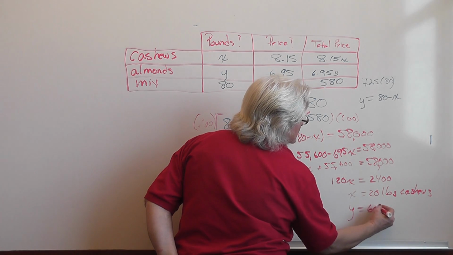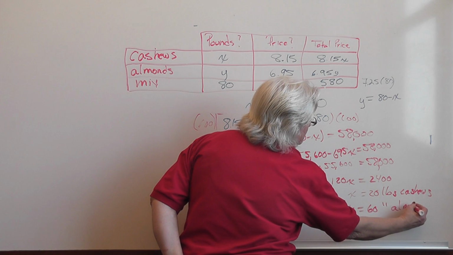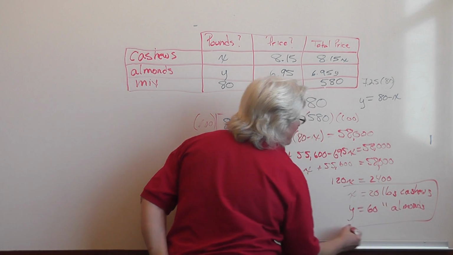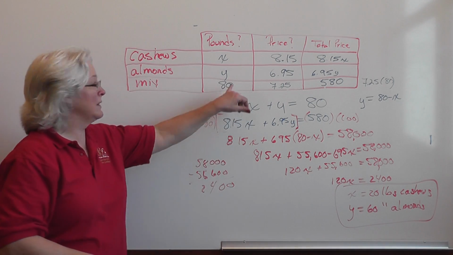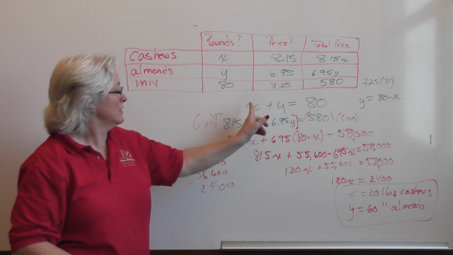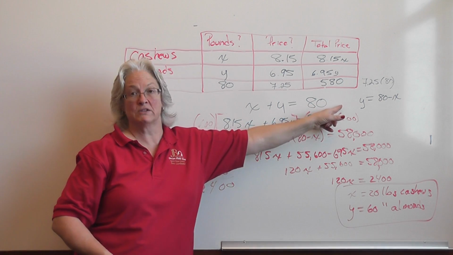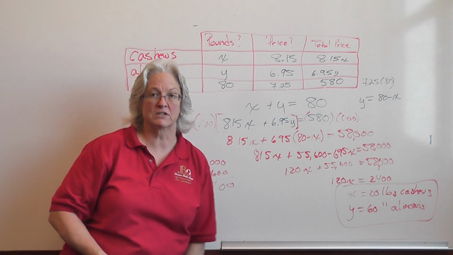Y is 60 pounds of the almonds. How did we get that for our final answer? Well, we knew that we had 80 pounds to begin with. 20 plus y is equal to 80, or y is equal to 80 minus 20, which is 60.